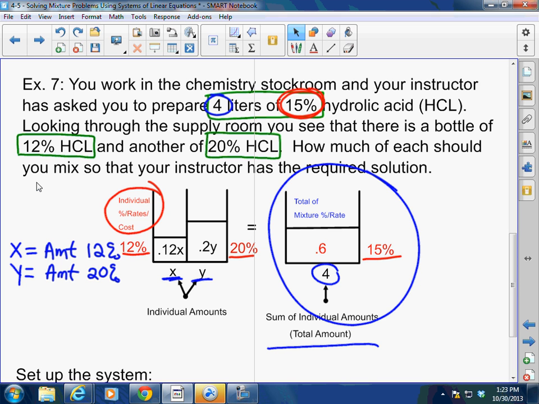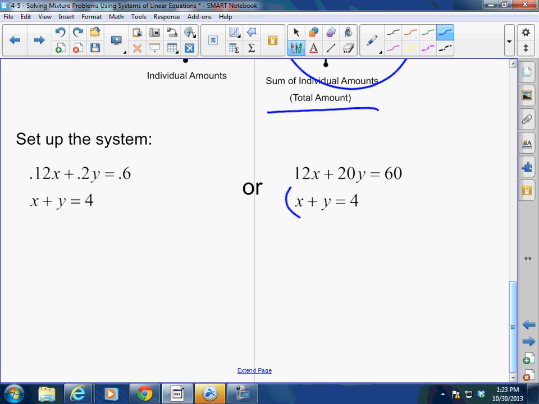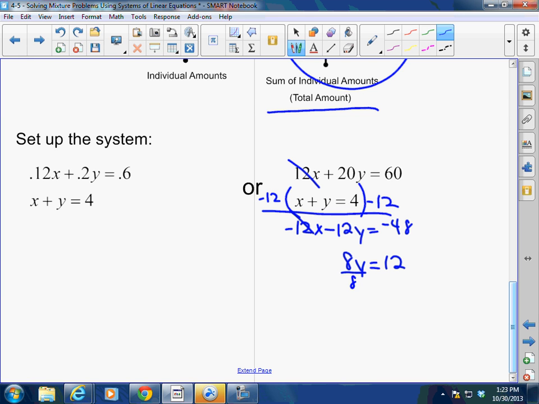X times 12%, 0.12x. Y times 20%, 0.2y. 4 times 15%, 0.6. Does that make sense, guys? So my equations, either decimal form or non-decimal form. And now, you multiply by, let's say, negative 12. So I'm going to get negative 12x minus 12y equals negative 48. Cancels. I got 8y equals, what is that, 12, right? Yeah. So divide by 8.